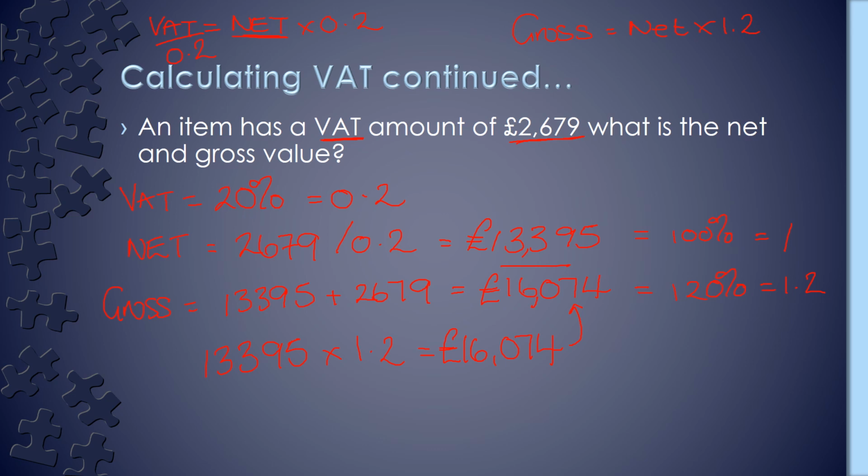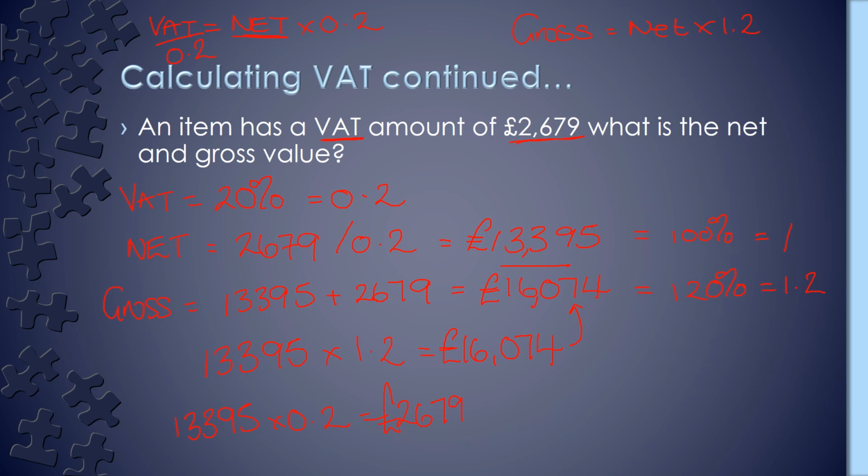And just reverse what we've done for the net, just so that we can be absolutely sure. 13,395 multiplied by what our VAT would be, our VAT percentage in a decimal, which is 0.2. If you do that on your calculators, you will come back to the original VAT amount that we were given of £2,679. Okay, so just remember how you can change your formulae around in order to work out whatever part it is that you haven't been given.